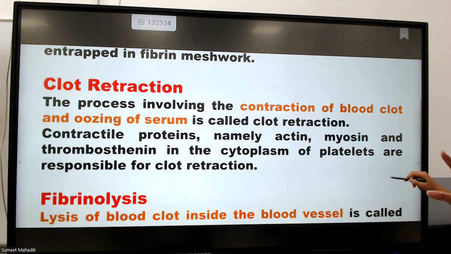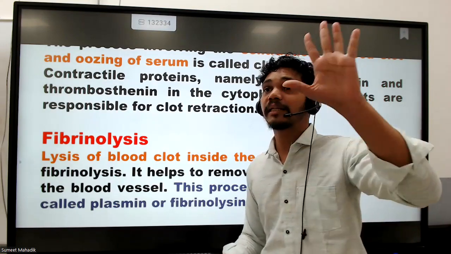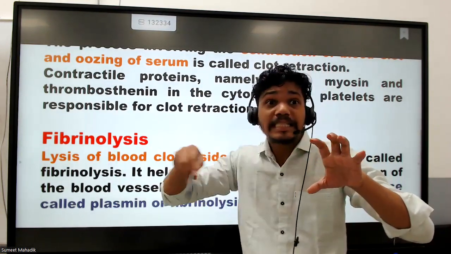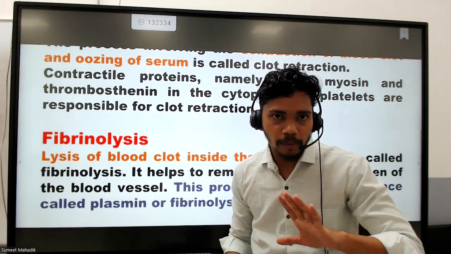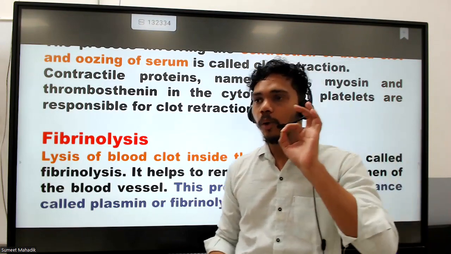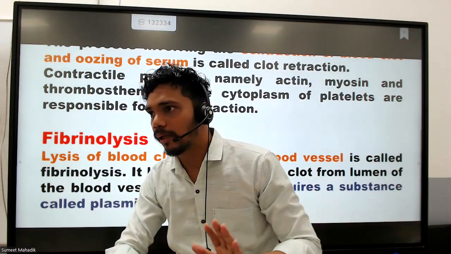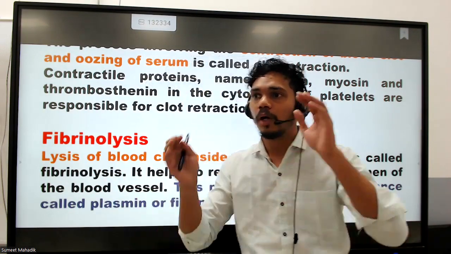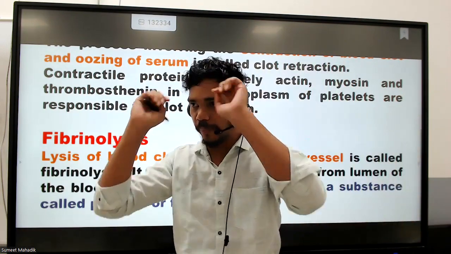Now, one more point, the last one, which you should know about from the NEET perspective. What is going to happen if the clot is inside the blood vessel? It is a problem. If the blood clot is outside, it's okay. But if it is inside, what is the function of a blood clot? It should stitch the membrane properly, right?